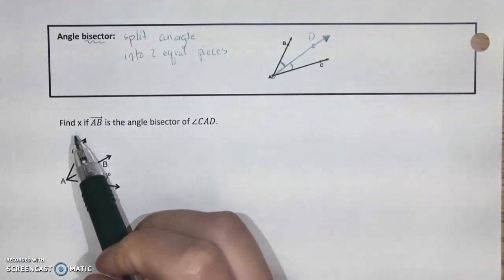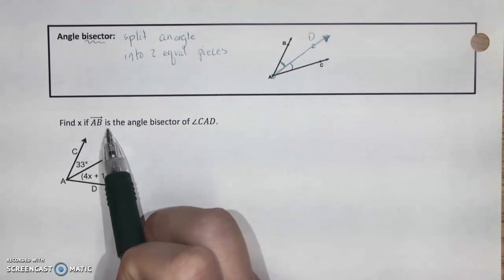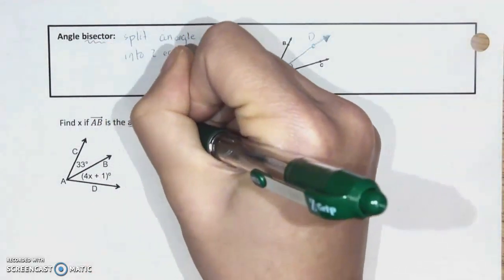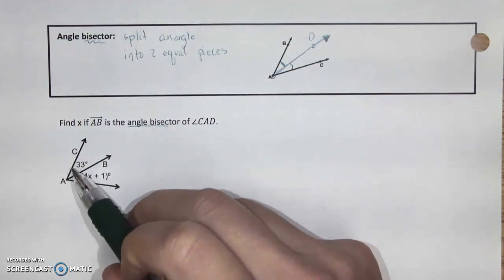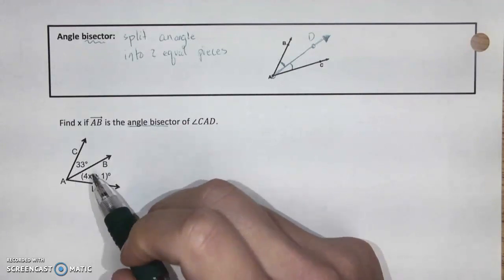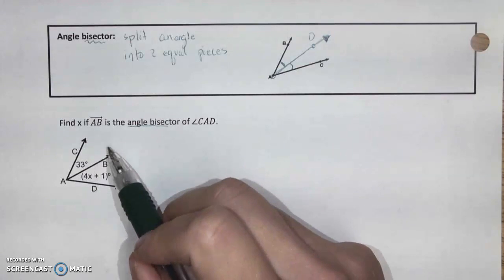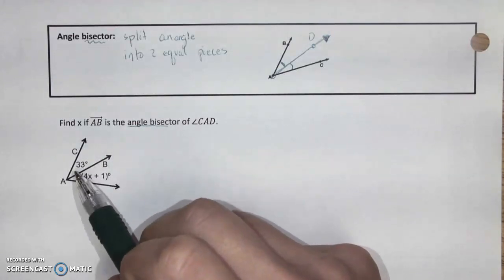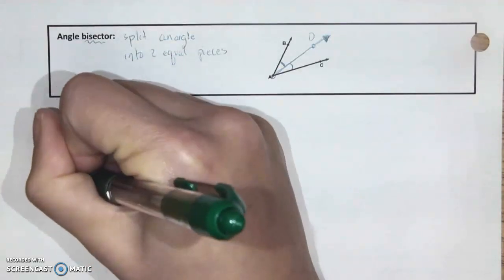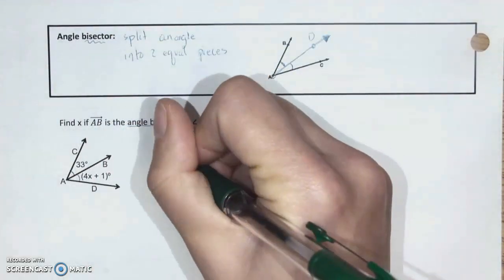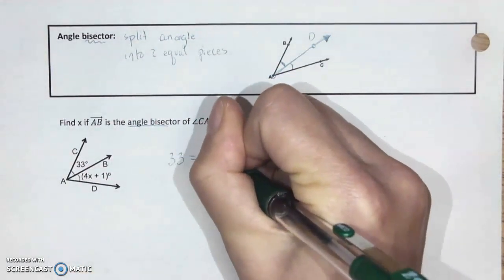Now, sometimes it will just tell you this in the problem. So for instance, if I have find x, if AB is the angle bisector of CAD, I'm going to have to draw on those markings. And notice that this problem actually would not be solvable if I didn't know that AB was the angle bisector, because I don't have an overall length, and without knowing that it's a bisector, I wouldn't know that these two things were equal. But since I do know it's an angle bisector, I can put those little equal marks, which means I'll be able to put 33 equal to 4x plus 1.